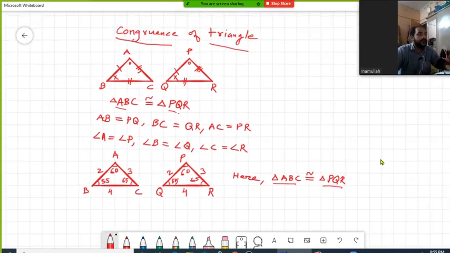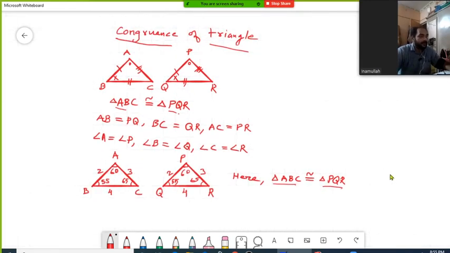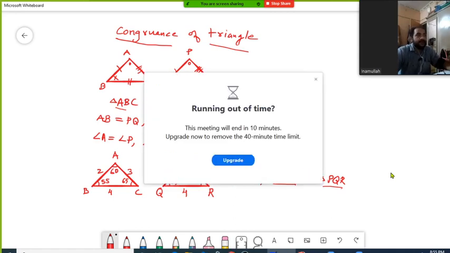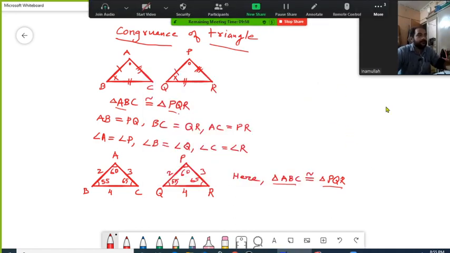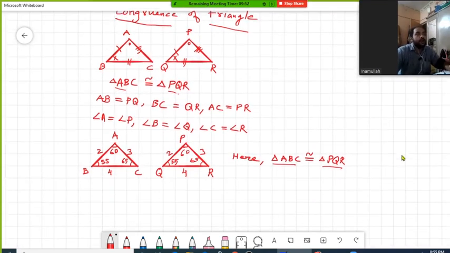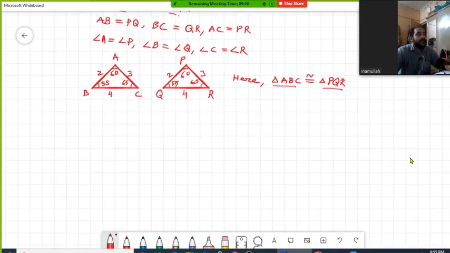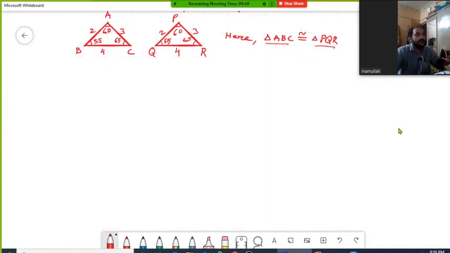If two triangles are congruent, then corresponding sides will be equal and congruent, and corresponding angles will be equal and congruent. In order to prove that two triangles are congruent, we need certain tests, and all 6 components are not required to be proved as equal and congruent in order to prove that the given triangles are congruent.